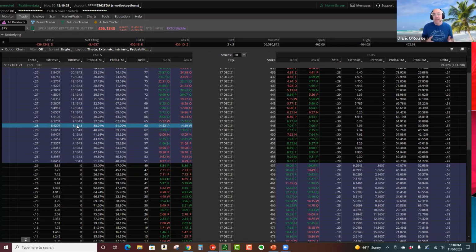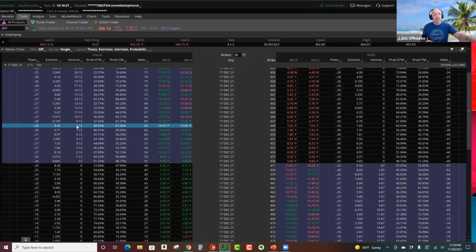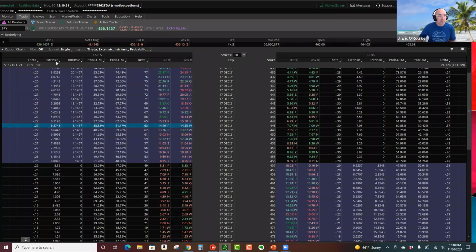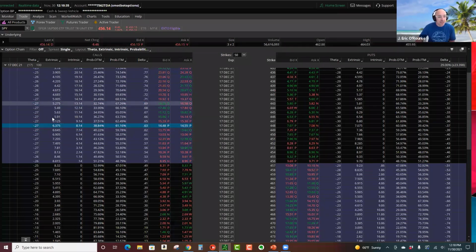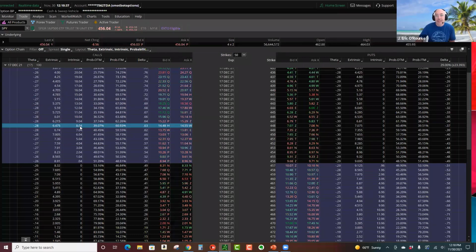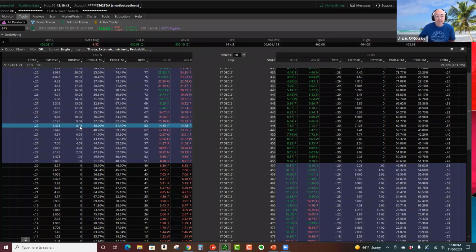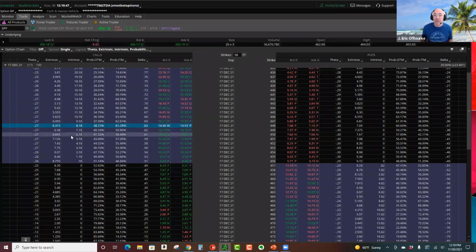What the intrinsic value is telling you is that if in 17 days SPY was still trading where it's at right now, which is 456 and change, this option would be worth $8. So the only way that this option can go to zero is if the price of SPX were to fall below this, and then it would become out of the money, and then it would go to zero.